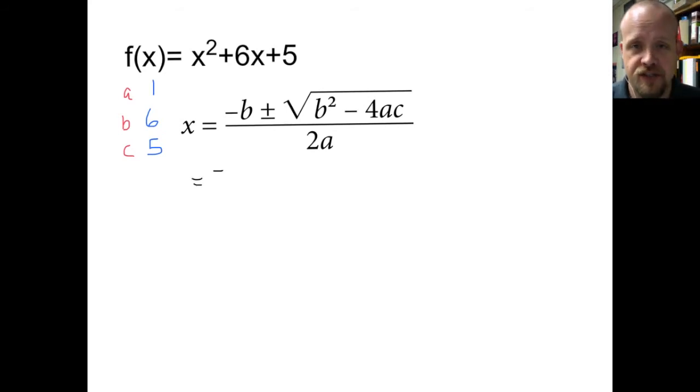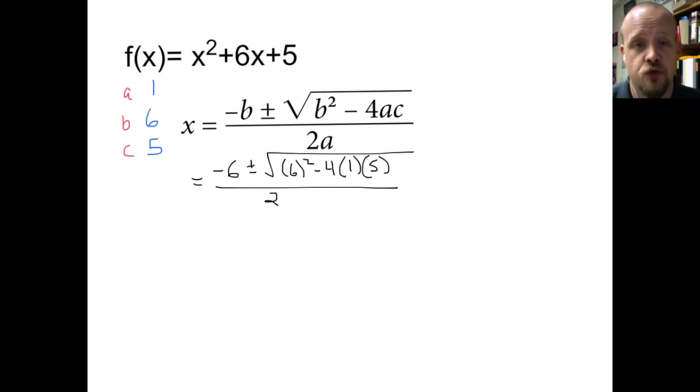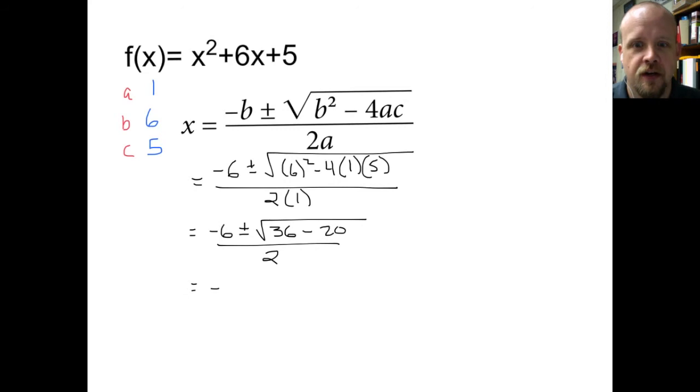The negative of 6 plus or minus the square root of 6 squared minus 4 times 1 times 5. And once again, that entire thing is going to be divided by 2 times a, which in this case is 2 times 1. Simplify some more. Negative 6 plus or minus the square root of 36 minus 20, divided by 2. So it becomes negative 6 plus or minus the square root of 16, divided by 2.